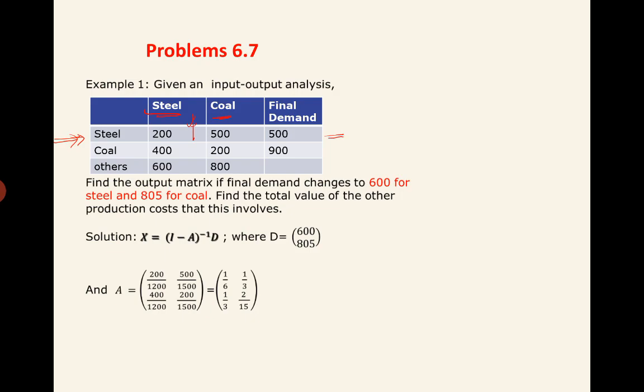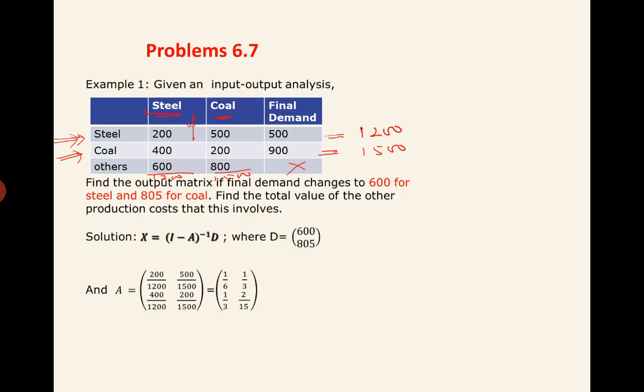The total of this row is 500 plus 500 plus 200, which is 1200. For the coal sector, what is the total of the row? Total output 400, 600 plus 1500. The column total will be the same: 1200 for steel, 1500 for coal, and this space is empty.